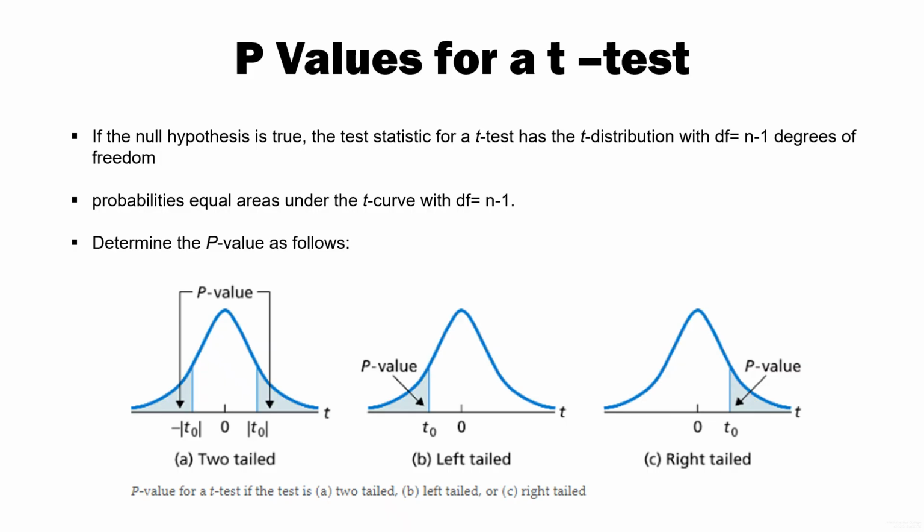Okay, so the p-value for t-tests is a little bit different. And again, we'll do some practice on it so that you get used to it and you understand it pretty well. So if the null hypothesis is true, the test statistic for a t-test has a t-distribution with degrees of freedom of n minus 1. Probabilities equal areas under the t-curve, and you can determine the p-values as shown below, and it's similar to our z-values.